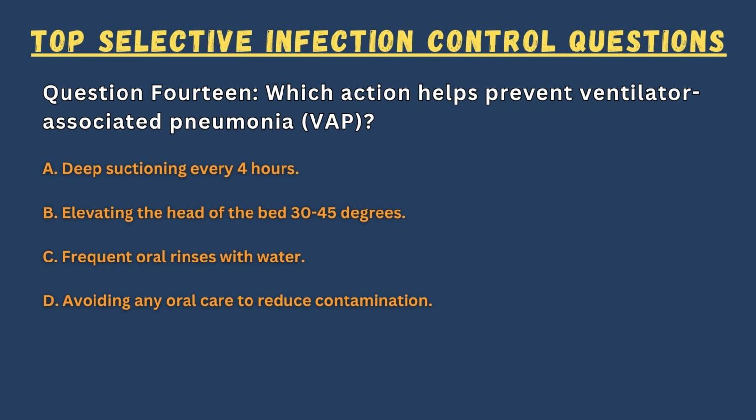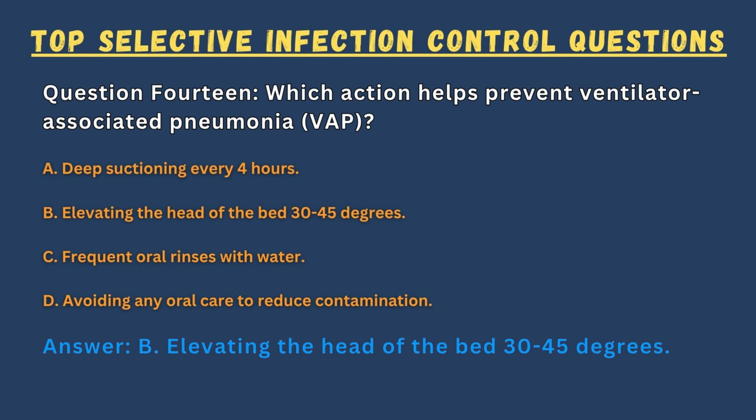Question 14. Which action helps prevent ventilator-associated pneumonia, VAP? A. Deep suctioning every 4 hours. B. Elevating the head of the bed 30 to 45 degrees. C. Frequent oral rinses with water. D. Avoiding any oral care to reduce contamination. Answer. B. Elevating the head of the bed 30 to 45 degrees.